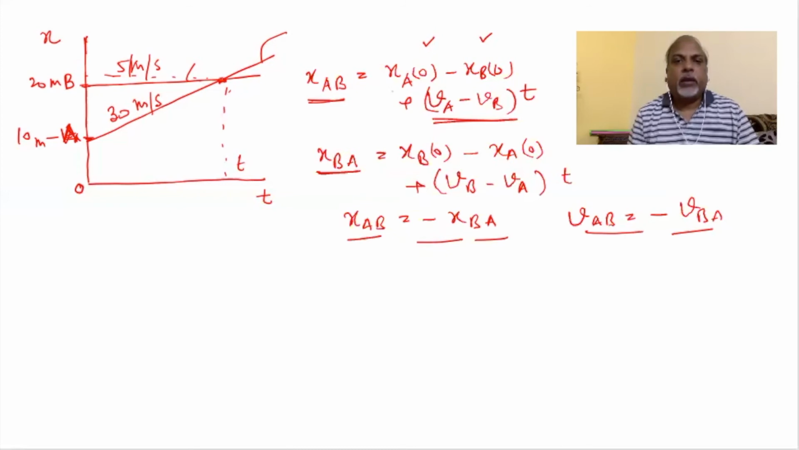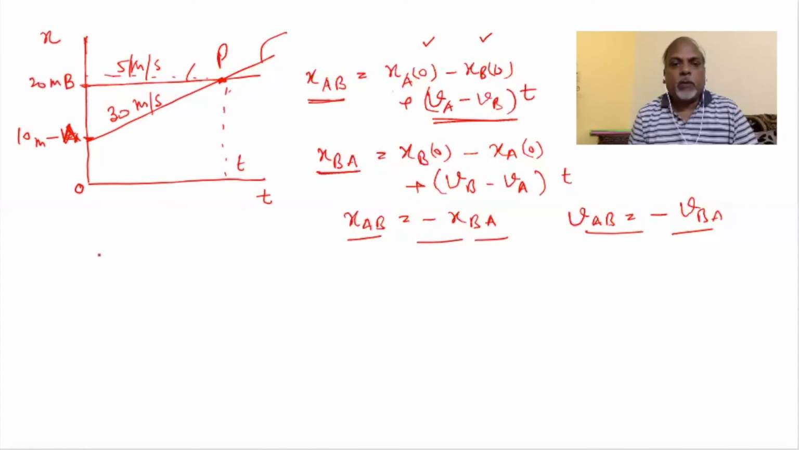At this point, suppose point P, what is the distance of A with respect to B? That will be 0, because both the cars are at the same point. This is a graph when both the cars are moving in the forward direction, or in the same direction.